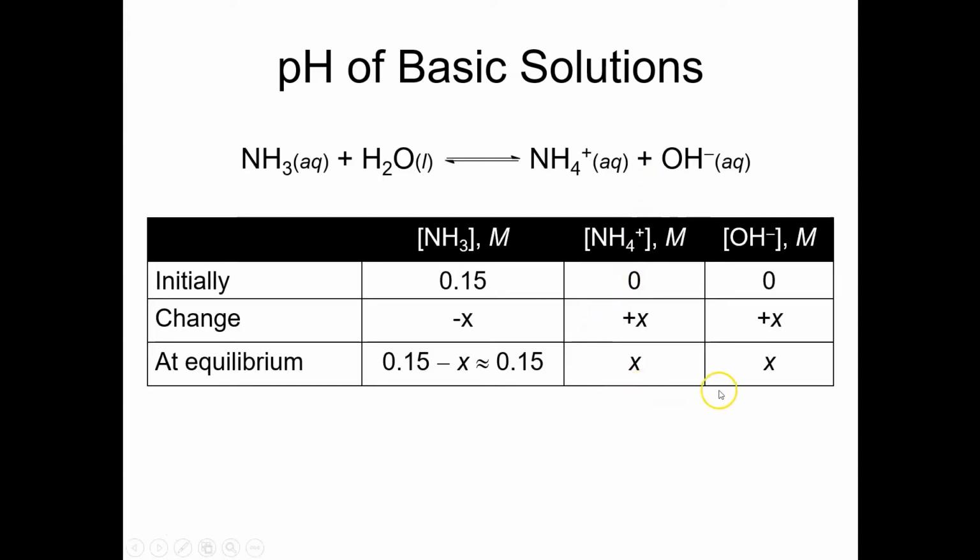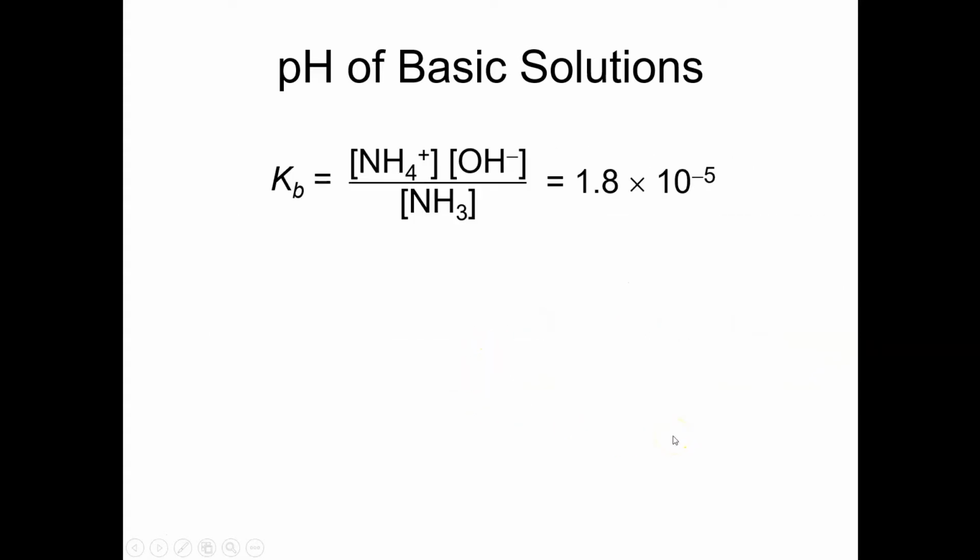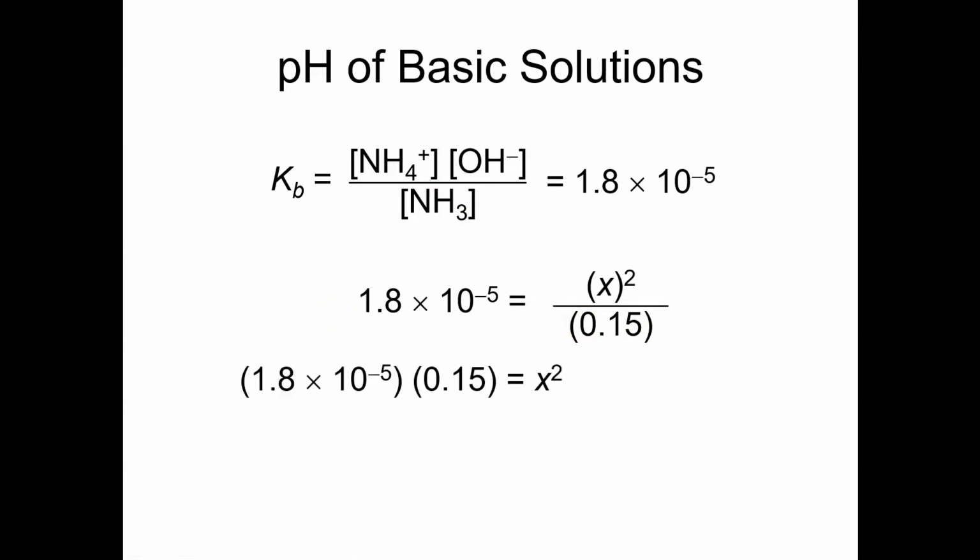So I'm just going to substitute these values into that Kb expression. Both the ammonium and the hydroxide were X, and so the numerator becomes X squared. The denominator was, for all intents and purposes, 0.15, so I'm going to put that in. And I set that equal to Kb. Multiply both sides by 0.15 so that I've got my X term on one side and all of my numeric terms on the other. 2.7 times 10 to the minus 6 is equal to X squared. Taking the square root of both sides, I get 1.6 times 10 to the minus 3 is equal to X. Now I need to determine the pH from that.